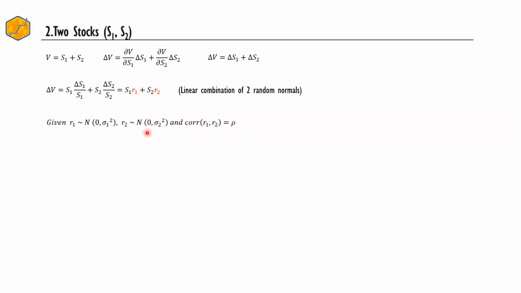Assume returns follow normal distributions: R1 follows normal distribution with 0, sigma 1 square, and R2 follows normal distribution with 0, sigma 2 square. There are two normal randoms, so we also have to assume a correlation structure. There would be some correlation, a rho. We cannot assume they are uncorrelated.